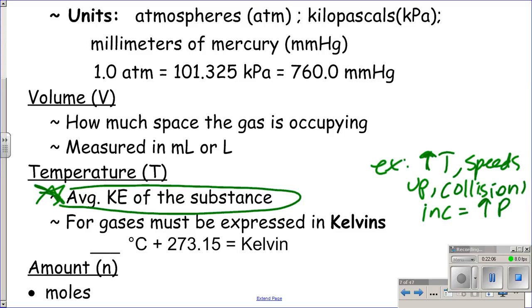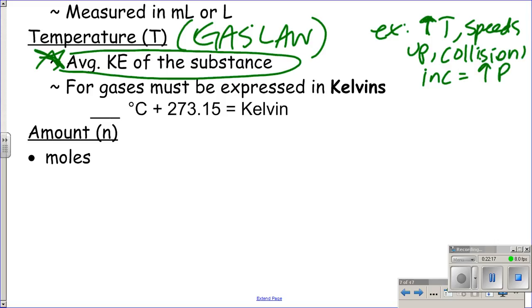Now temperature is the one specific unit that, with gases, this is only for gas law problems, we have to convert to Kelvin. Now I'm not asking you to add the 273.15. I'm just saying if I say, okay, room temperature 25 degrees C, what's that converted to Kelvin? 298 Kelvin. Every single time I give you something in Celsius, I want you to convert to Kelvin before you start the problem. Because if not, you'll get it wrong.